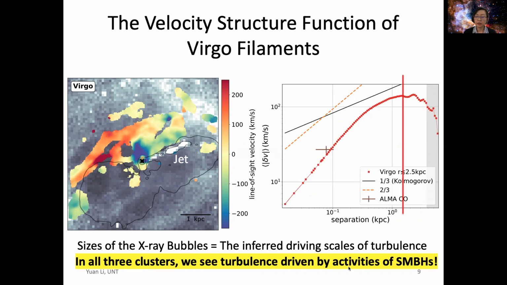So in all three galaxy clusters we have looked at, we find that the motions of the filaments are indeed turbulent, and there is clear evidence that the turbulence is driven by the activities of the supermassive black holes.